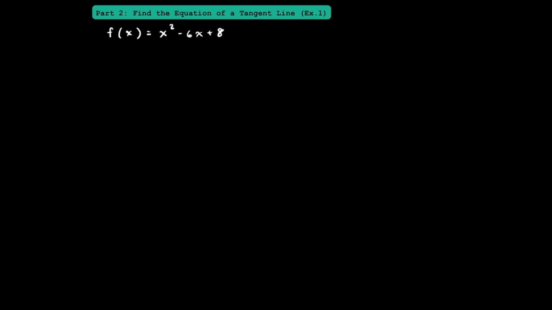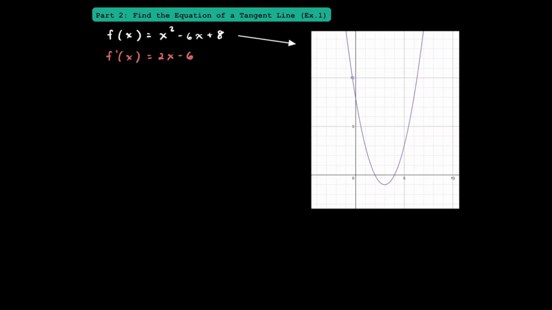So while our original function was x squared minus 6x plus 8, in part 1 we found out that the derivative of that function is going to be 2x minus 6. Let's see what our original function looks like on a graph. So here to the right we can see a graph of our function. While there are infinitely many points on this line, let's find the equation of the tangent line when x is equal to 1. Here's where x is equal to 1 on our graph.